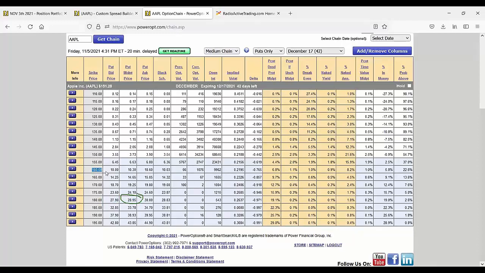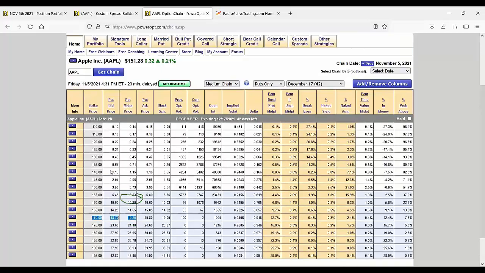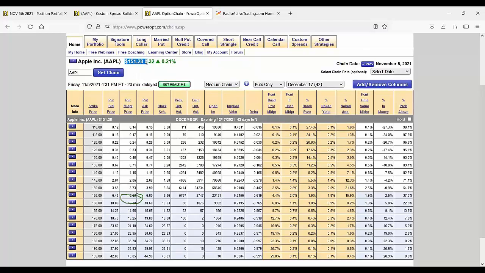What I'm saying is that if I sold the 160 and got 1030, if the stock stays where it is, let's call it 151, and I'm assigned at 160, my cost basis is now 149.70. If I went to the 170 at 1925 and the stock stays at 151, I buy another 100 shares at 170. We keep the 1925 premium. So now my cost basis is 150.75. Only 50 cents less than buying another 100 shares right now at 151.28.